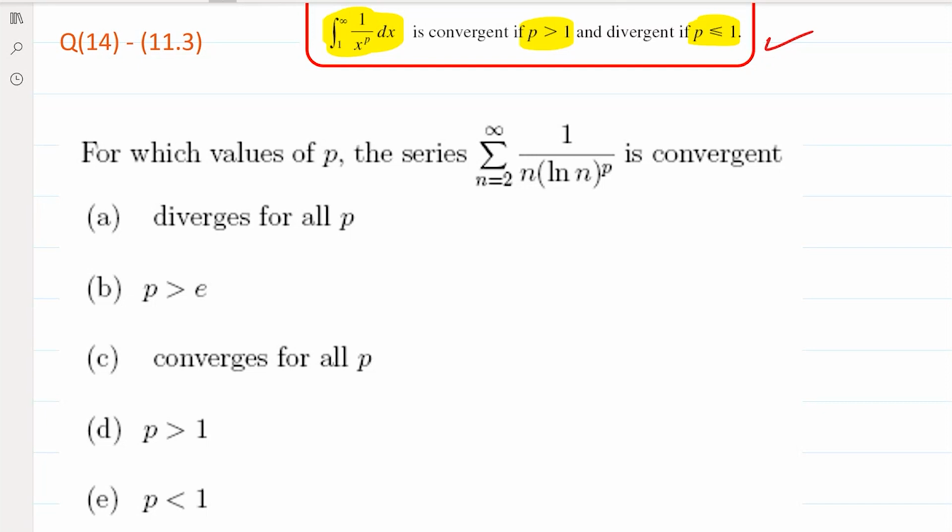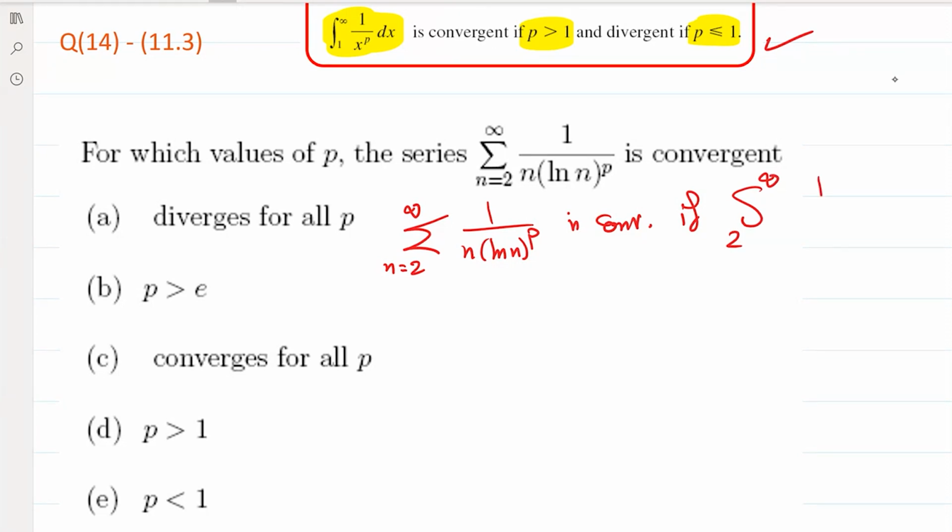Now, what is the integral test? The integral test says that the series converges if the corresponding improper integral converges. So the sum from n equal 2 to infinity of 1 over n (ln n) to the power p converges if the corresponding improper integral from 2 to infinity of 1 over x (ln x) to the power p dx also converges.